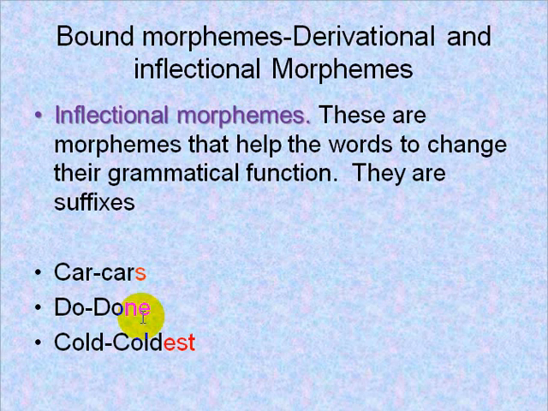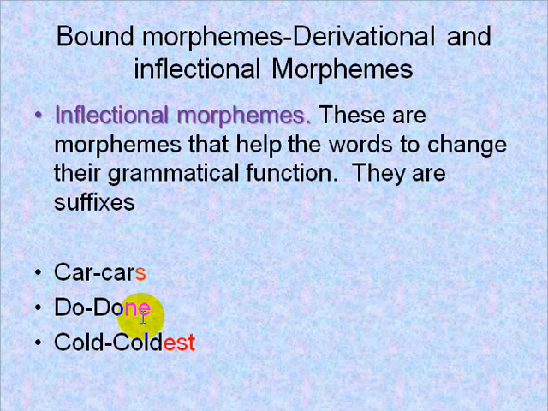So they do not change, they only modify, and the modification is at the level of the grammatical function, such as cars, the s of plural, do, done, the past participle of a given verb, cold, coldest, the degree of comparison. So these, the plural, the ed past participle, or the ed past as well, and the est of the comparison are all regarded as inflectional morphemes that can modify the meaning.